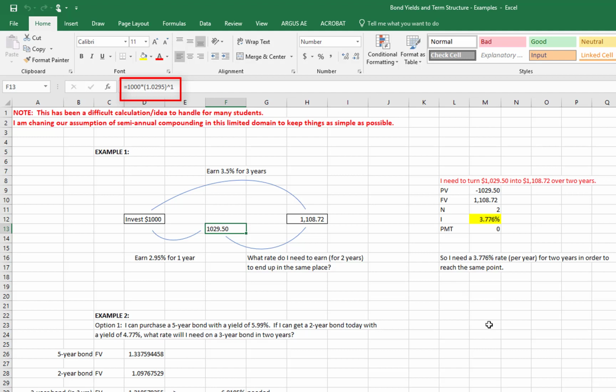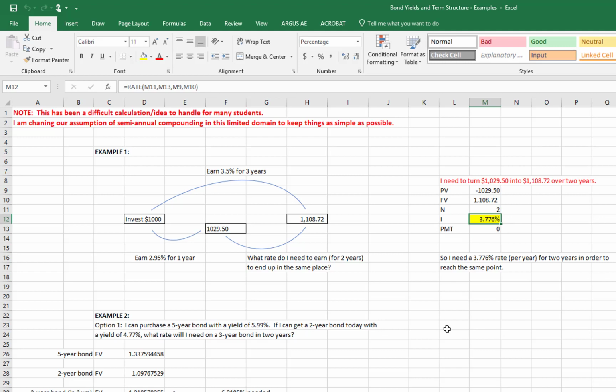And the last piece here is that I need to turn that $1,029 into $1,108. I'm going to do that by investing it over 2 years at some rate. And that rate then is our forward rate. It's the 2-year rate, I should say, 1 year from now. And so that's what we're trying to figure out. And we can use the time value functions. In this case, we're going to be solving for rate. I know the input is, I'm starting with the $1,029. It's going to grow to $1,108. So that's what's showing up over here. It's going to happen over a 2-year time frame. There are no payments happening in the interim. And so when I solve for the rate, I get 3.776%.